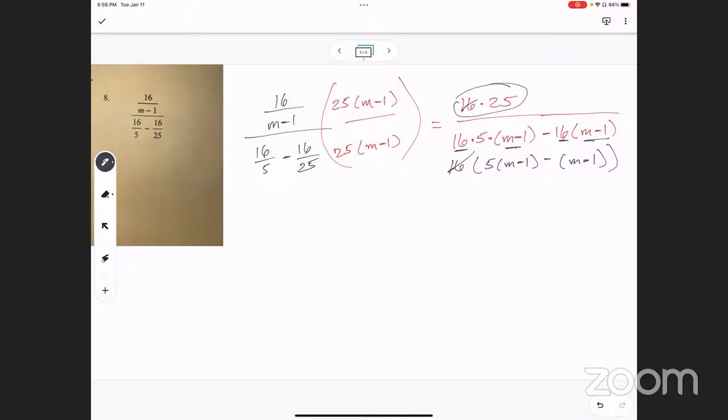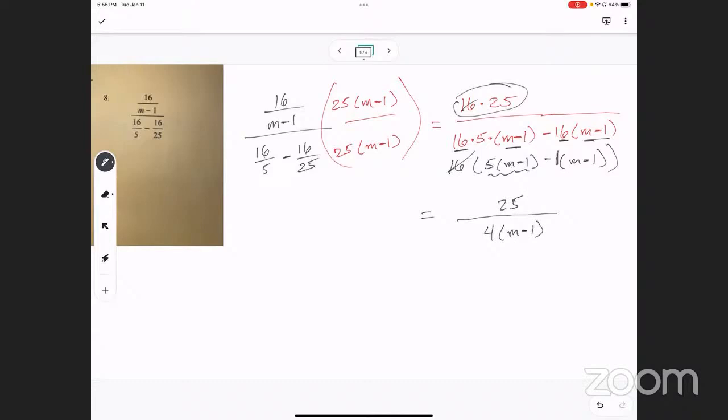So my answer is, now watch this. This is 5(m - 1) minus 1(m - 1). If you have 5 of something minus 1 of something, how many of that something do you have left? 4. So I really have 4(m - 1) on the bottom. And remember, I just have 25 on the top. So that's your answer.